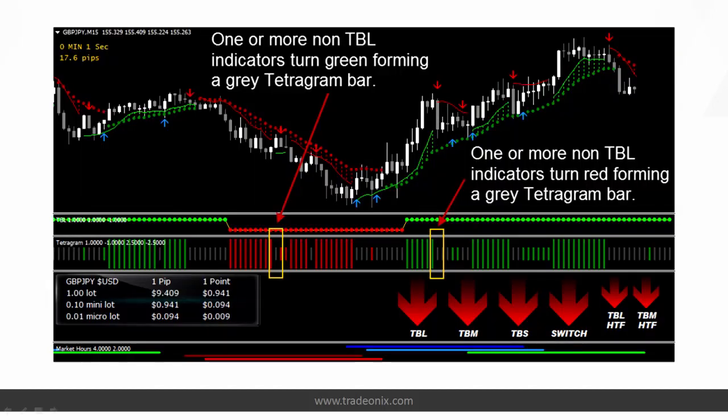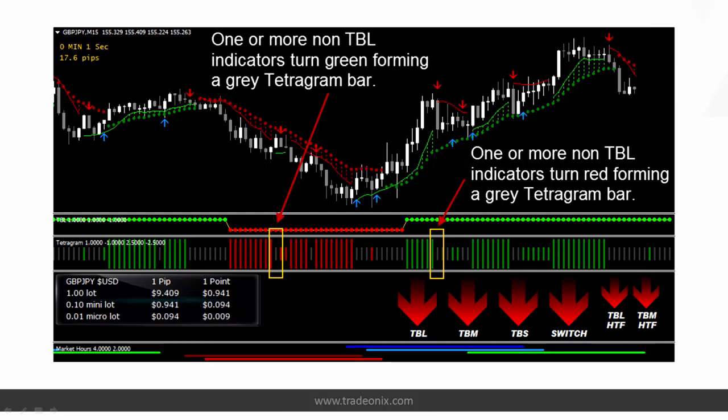On the image, what we're seeing is a tetragram bar that represents change in direction. The TBL must remain the same color. This is why we're referring to non-TBL indicators. The TBS, the TBM, and the switch are non-TBL indicators. One of them has to pull back. 2 of them can pull back, or all 3 of them can pull back. When I say pull back, I mean come back in the opposite direction far enough to create an alternate signal.